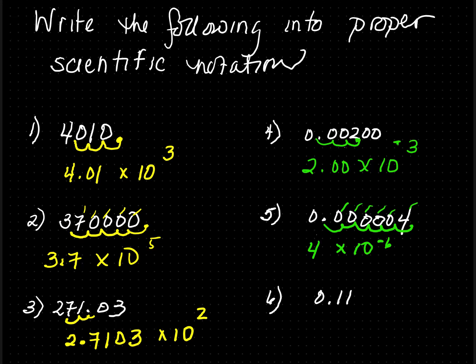And number 6, the decimal is given. I need to move it to the right to make a proper scientific notation. When I move it 1, it's going to be 1.1 times 10. Since I moved it 1, my exponent is 1. And since it's a small number, it is a negative exponent. So 1.1 times 10 to the negative first.